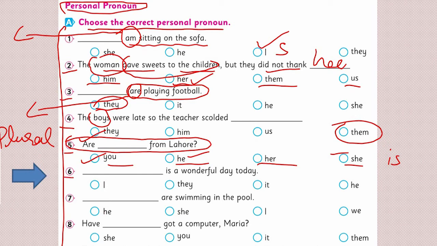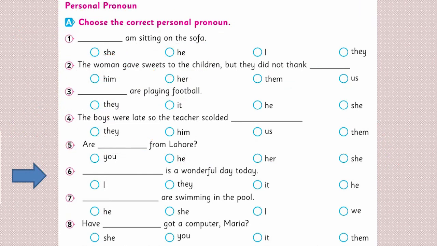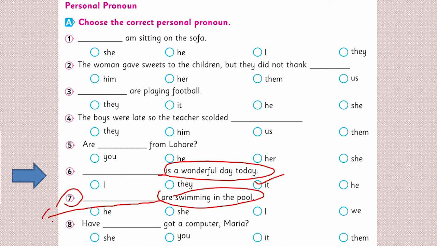Look at the sixth one. Is a wonderful day today. It is telling you about a day, that it's a wonderful day. So we will choose it here. It is a wonderful day today. Look at the seventh one. He, she, I, or we are swimming in the pool. Here the are represents, yes, what? I are, he are, she are, or we are. Yes, with we we also add are here. So the right answer will be we here. We are swimming in the pool.